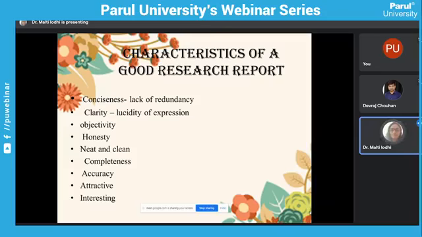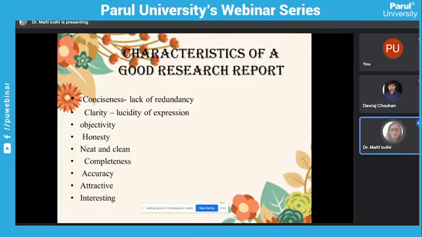Clarity, yeah, there should be clarity. Lucidity of expressions. Each and every word, whatever you are using, and whatever methods you have used for the research, that should be clearly defined. Whatever expressions, phrases, words, or sentences you are using, they should not give any vague expressions. So expressions should be clear.